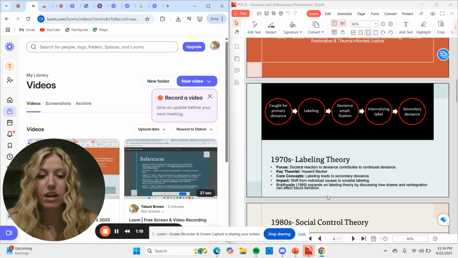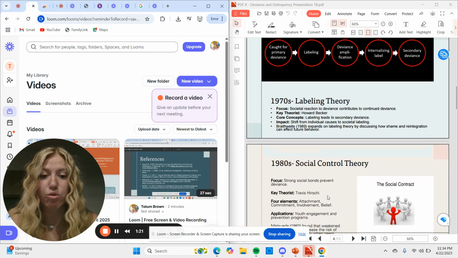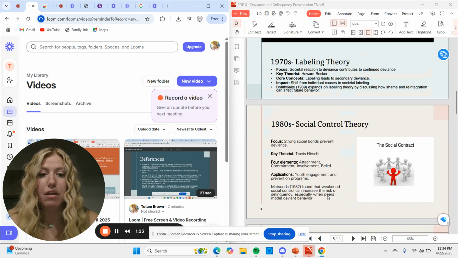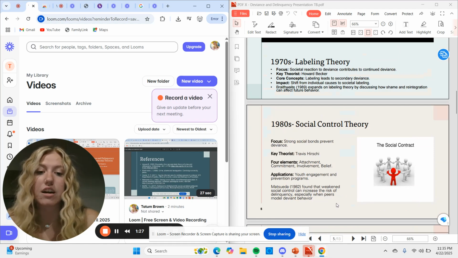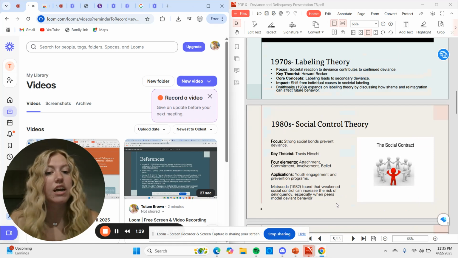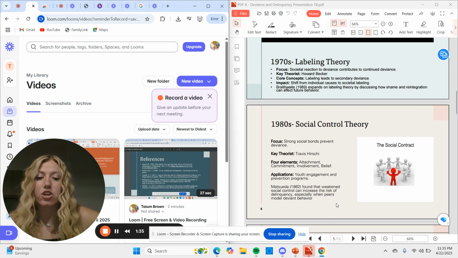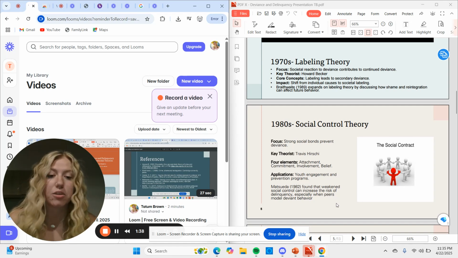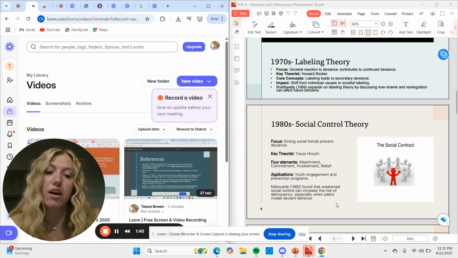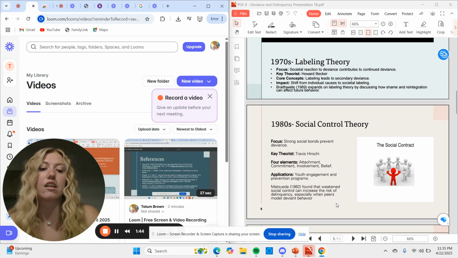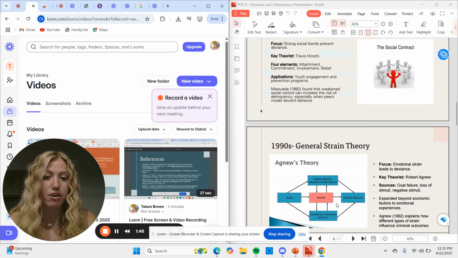And then in the 1980s, it's social control theory. The main focus is that strong social bonds prevent deviance. The key theorist is Travis Hirschi. The four elements are attachment, commitment, involvement, and belief. The main applications are in youth engagement and prevention programs. Matsuda found that weakened social control can increase the risk of delinquency, especially when peers model deviant behavior.